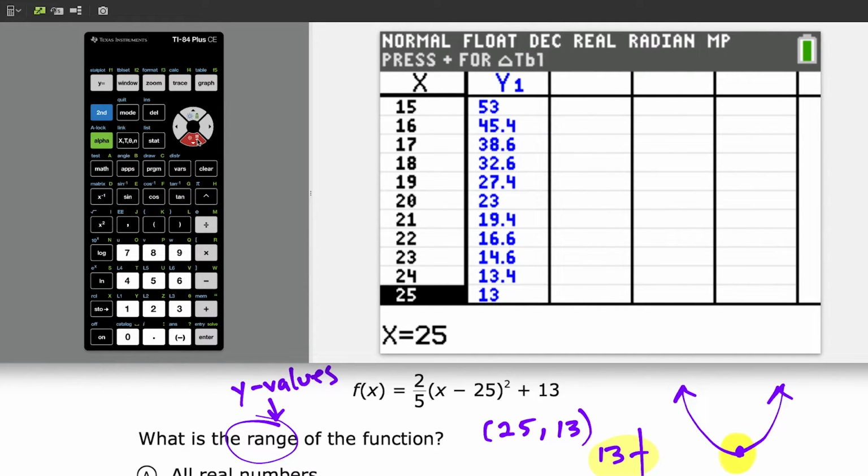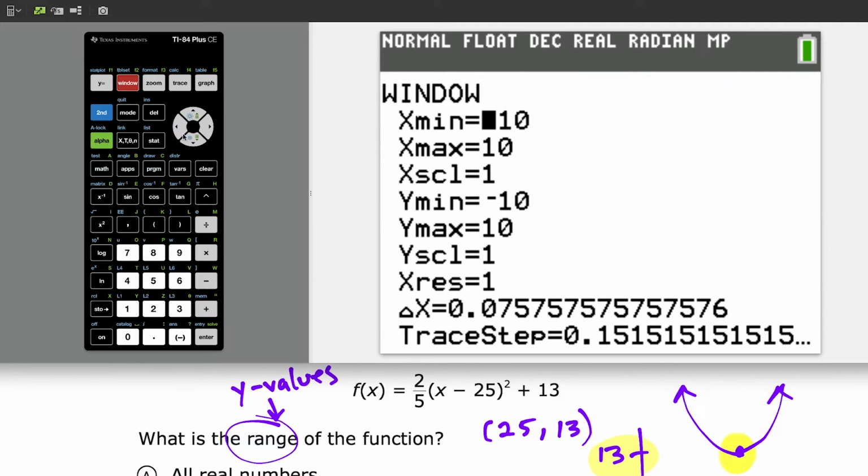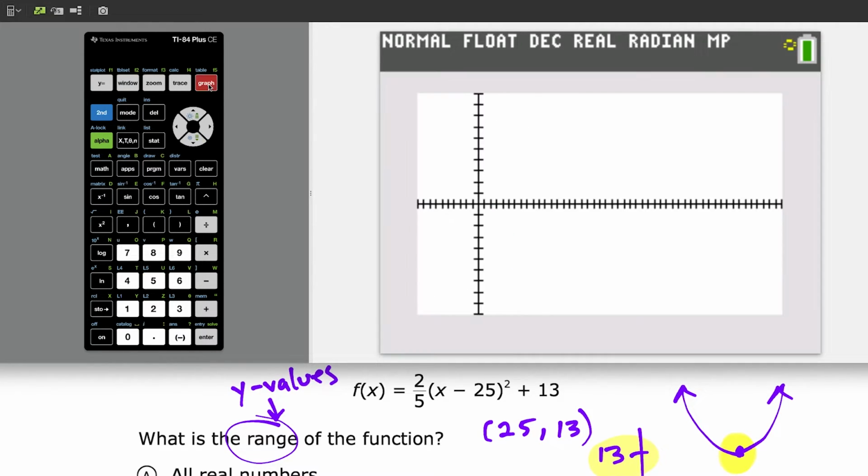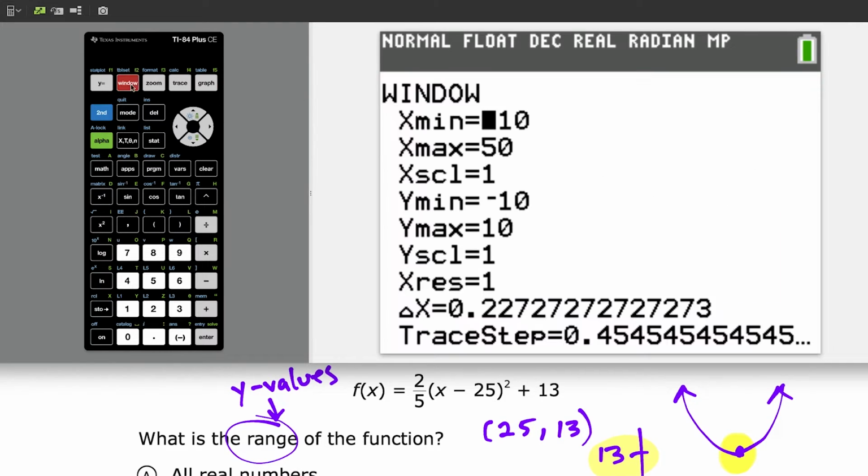And it might jump out here that, oh, my vertex is over here in this neighborhood. So what that would tell me is I would want to go out pretty far past 10. I would want to go to, like, let's say 50. Okay, so if I go in my window out to x equals 50 and I press graph, notice I still can't see anything, and that's because my y-axis is not high enough.